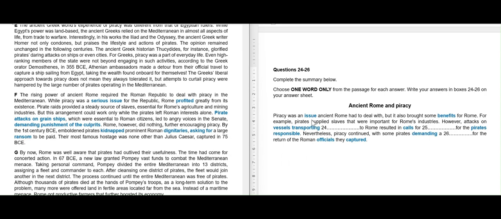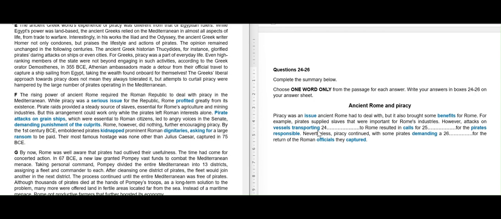Also, you can find other keywords in paragraph F like profited, which is synonymous to benefits. So we know that we will find all answers in paragraph F. Question 24 is pirates attacked vessels which transported or carried something to Rome. So the keywords here are attack, vessels, and transporting. So we have to look for these keywords or their synonyms.